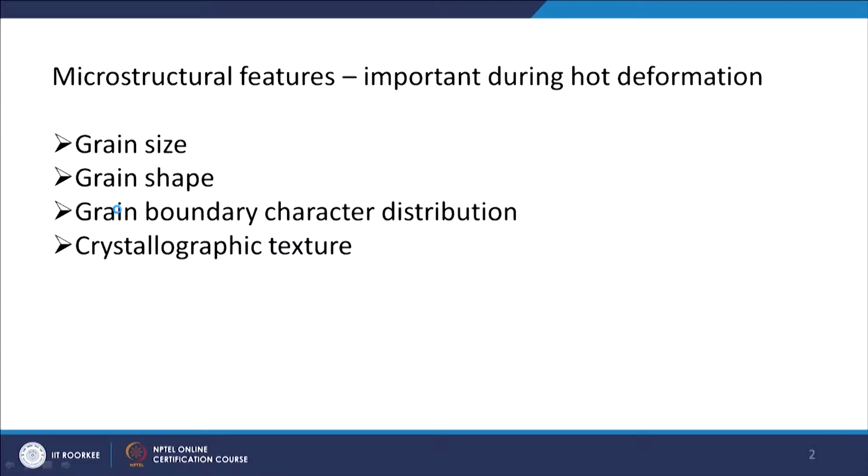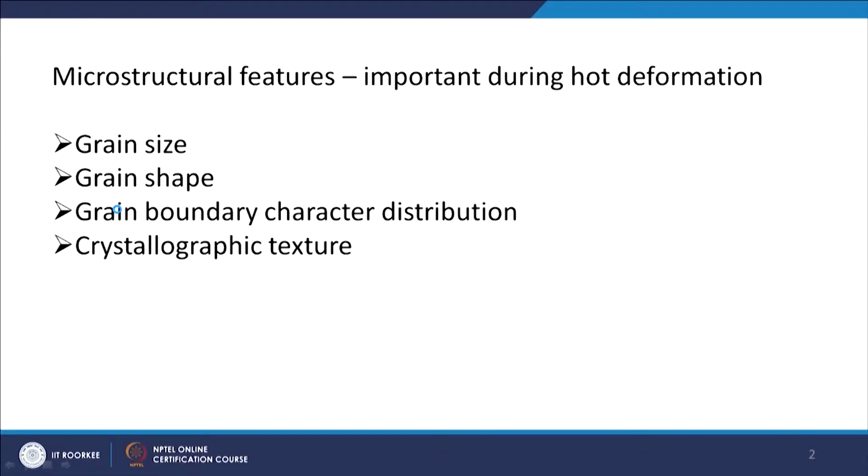So I will introduce those features to you, so that when we are referring to those features or those techniques to understand the features, you will be able to relate with this particular lecture. The microstructure feature which is important during the hot deformation process, which we try to change through hot deformation, is basically grain size. Main purpose is to refine the grain size.